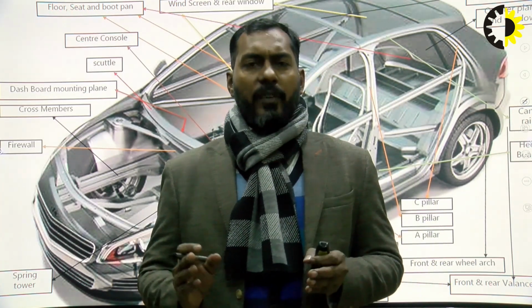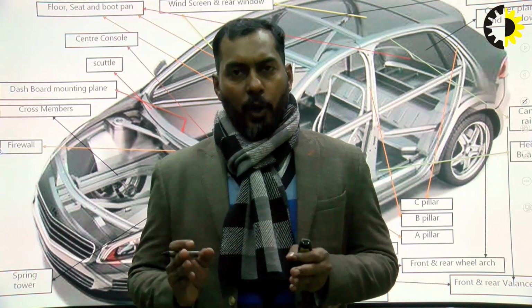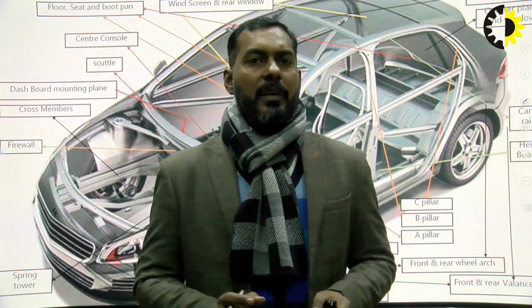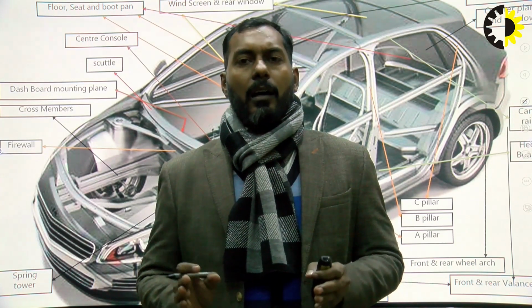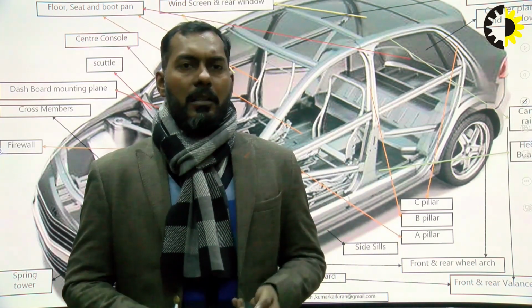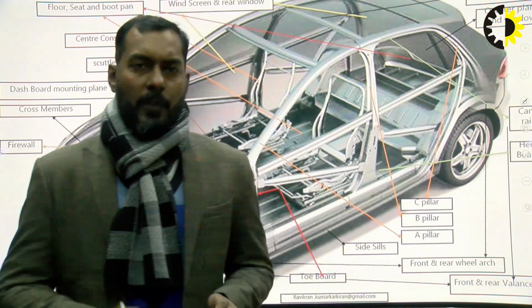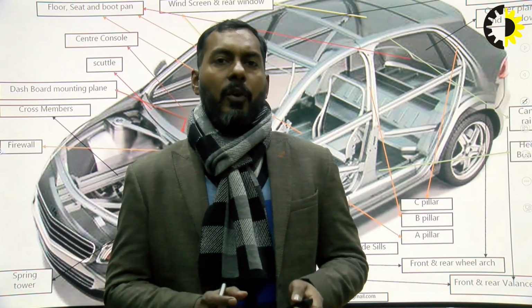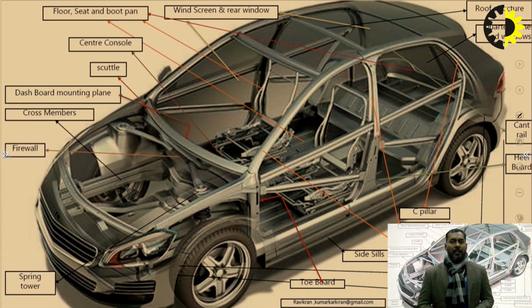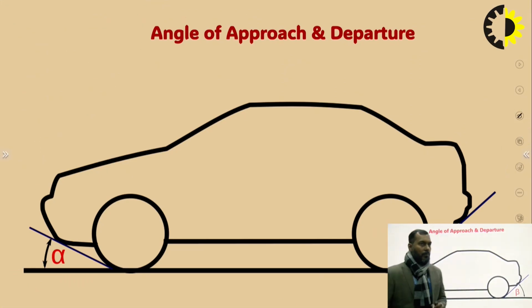Numerous parts are used to construct the body of a car, the body of a rail, the body of a truck, the body of a bus, anything. Few things are common in that, like C pillars, B pillars, cross rails, and many more things. Now we will discuss a few of those topics which are more important and used in several body design construction parts. First and the most important thing is the angle of approach and departure.